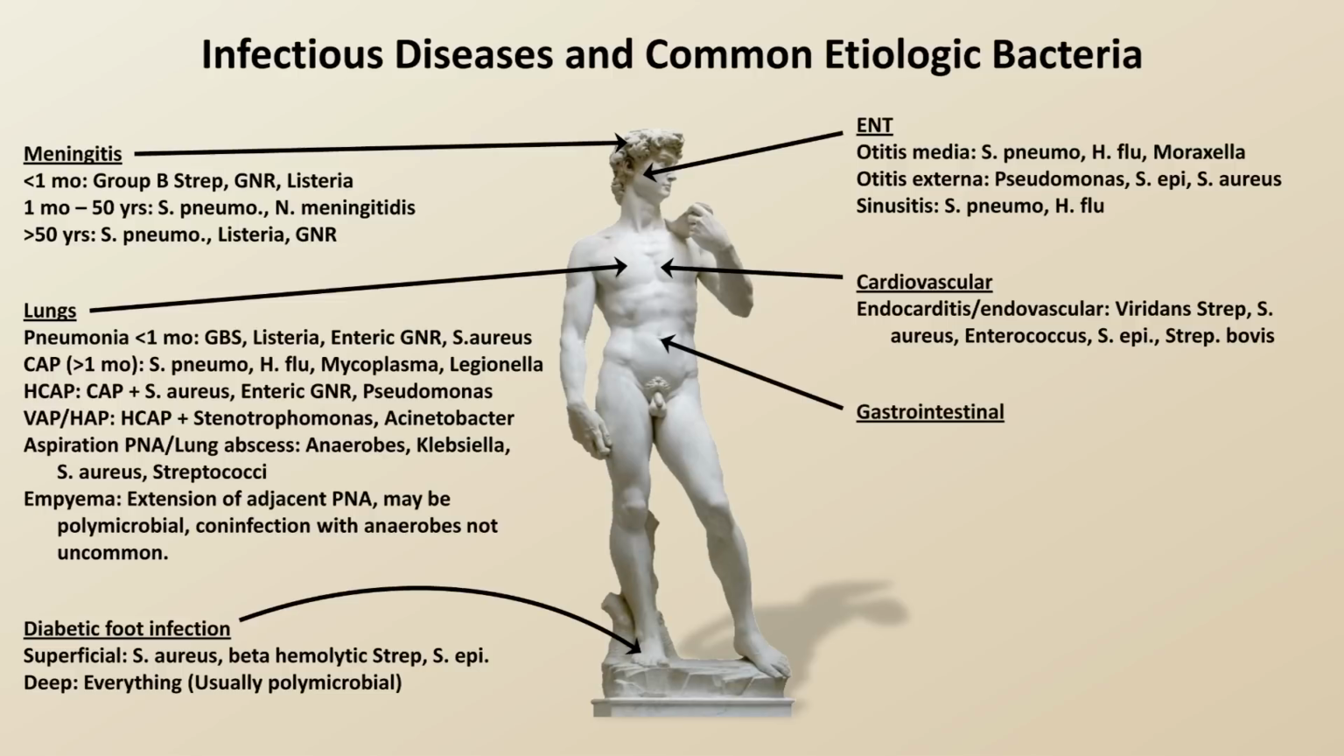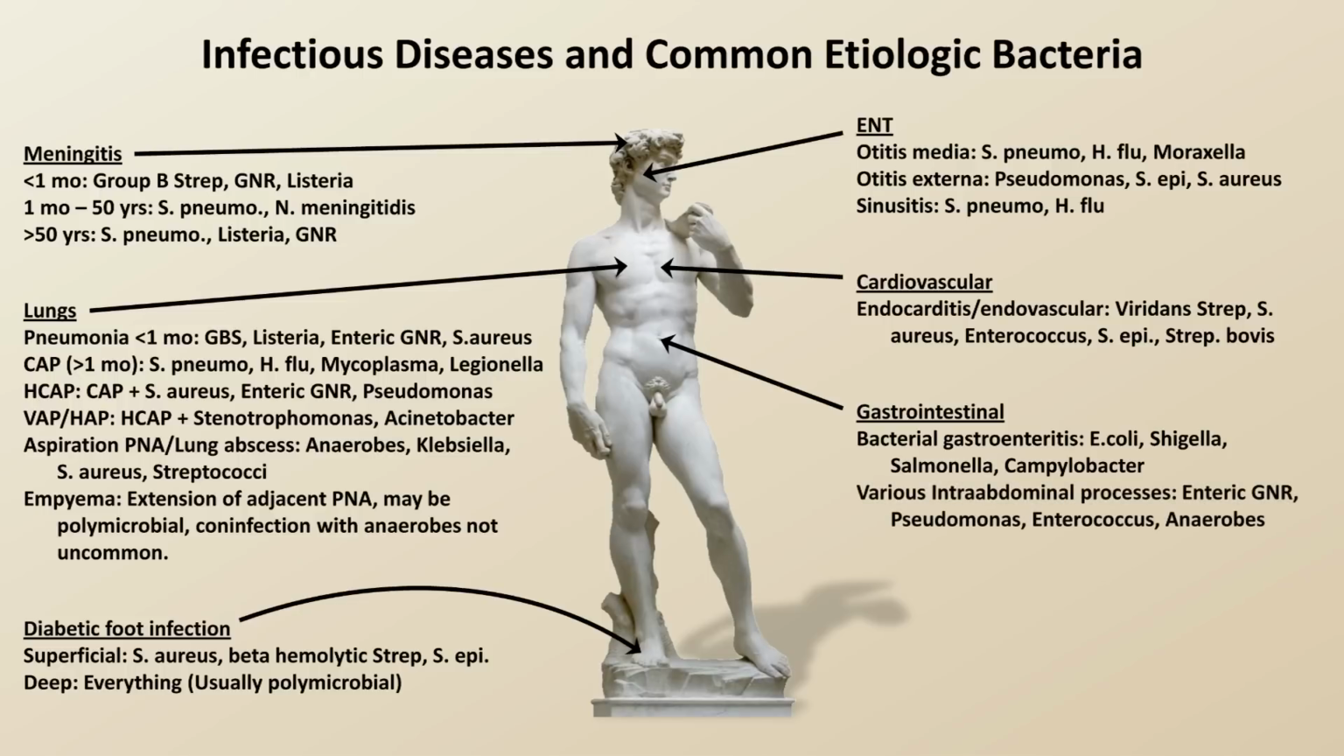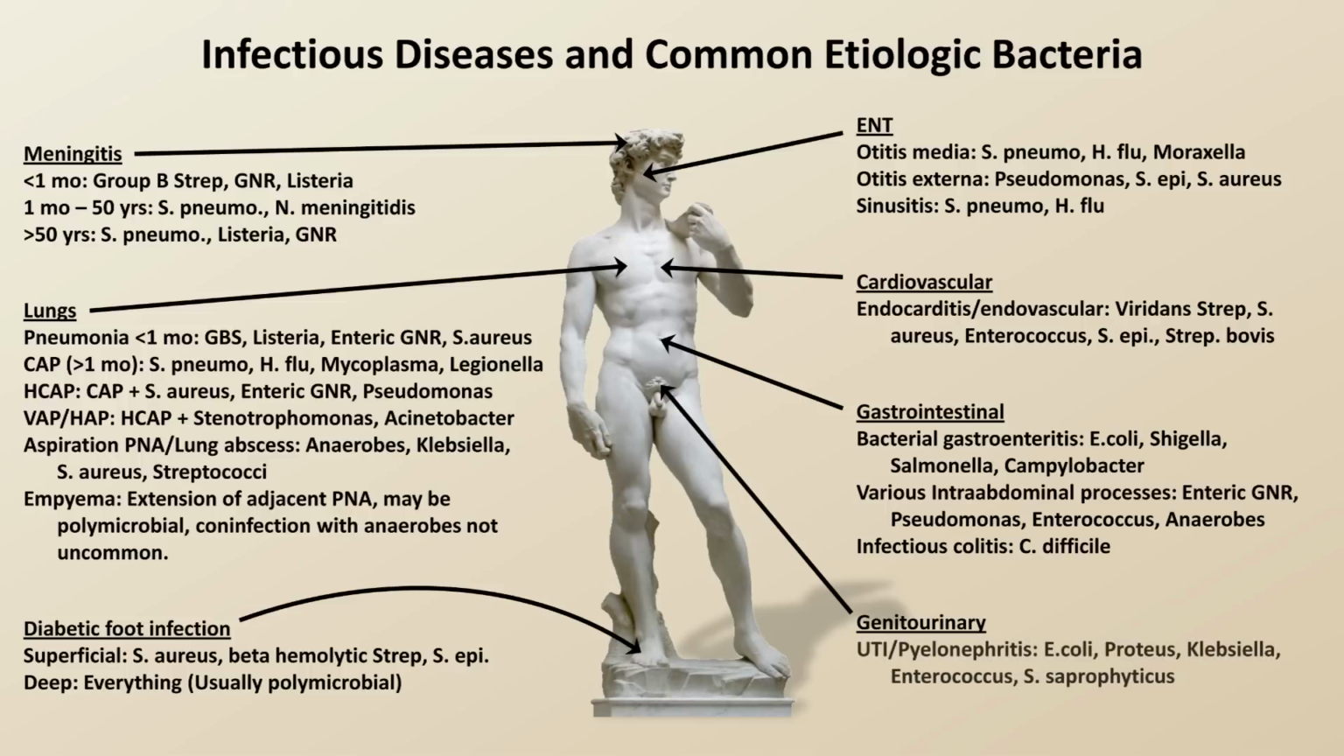Moving on to the gut, bacterial gastroenteritis is often due to E. coli, Shigella, Salmonella, and Campylobacter. A whole host of intra-abdominal processes, from abscesses to cholangitis to diverticulitis, share similar microbiologic causes, including enteric gram-negative rods, Pseudomonas, enterococcus, and anaerobes. And infectious colitis, that is, infections of the large intestine, is most often from C. difficile. Then within the GU system, UTIs and pyelonephritis, that is, infection of the kidney, is usually due to enteric gram-negative rods, enterococcus, and to lesser extent, staph saprophyticus. And pelvic inflammatory disease and prostatitis share relatively similar microbiologic profiles, which include gonorrhea, chlamydia, and the gram-negative enterics.